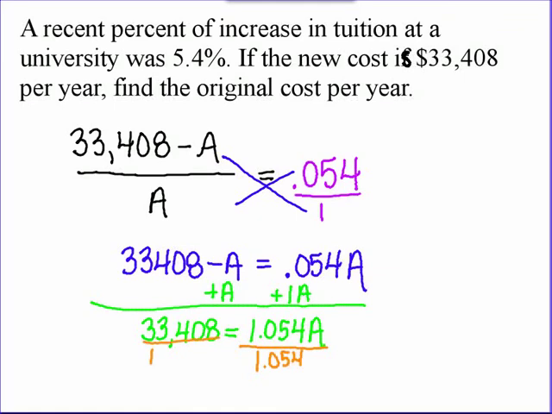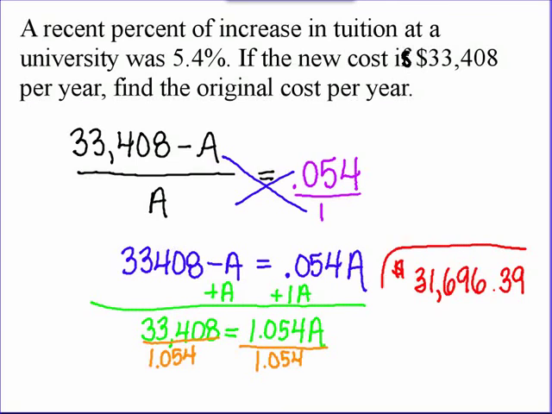So let's see how much the original tuition was. 31,696. We could go ahead, since it's money, and round it. Chances are it would probably just be rounded to the nearest dollar. It won't be the cents. But there you go. Original cost per year. Now anymore, that's pretty realistic for cost for a university. Now when I went to school, it was roughly half of that at a private university. So it's changed a lot.